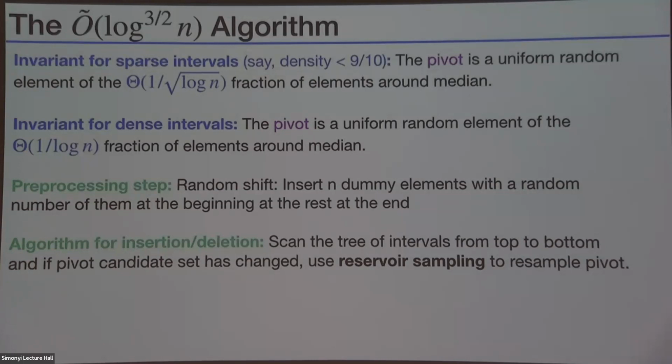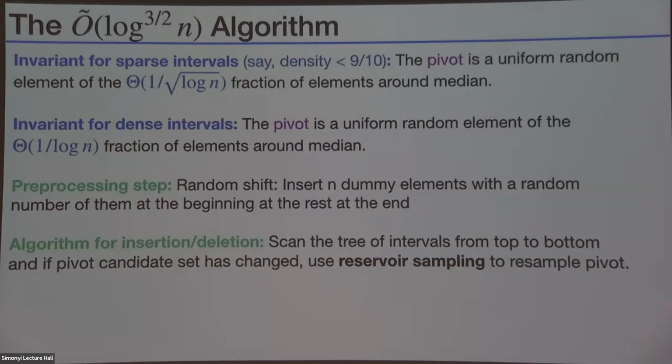We have these two invariants, one for the dense intervals and one for the sparse intervals. The invariant for sparse intervals, say for density less than 9/10 or something, is that the pivot is a uniform random element of the middle 1/√log n fraction of the elements around the median. And then we have a different invariant for the dense intervals, where the pivot is a uniform random element of the 1/log n fraction of the elements around the median. So we have these two different invariants.